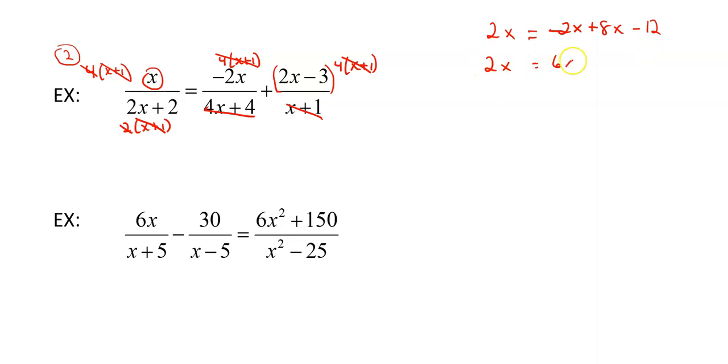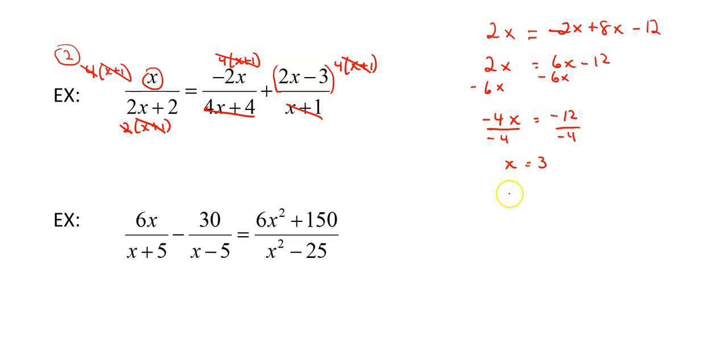2x equals 6x minus 12. If I subtract the 6x from both sides, 2 minus 6 is negative 4. So negative 4x is negative 12. x is equal to 3. Okay. And I can go back in and put that 3 in and check that it works.